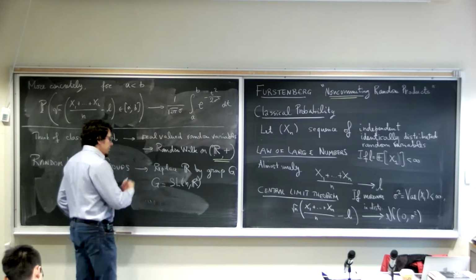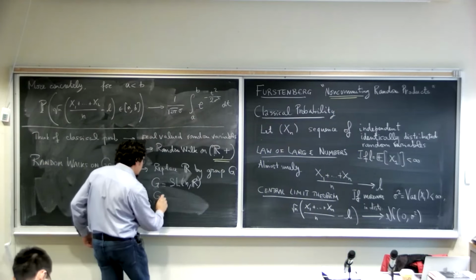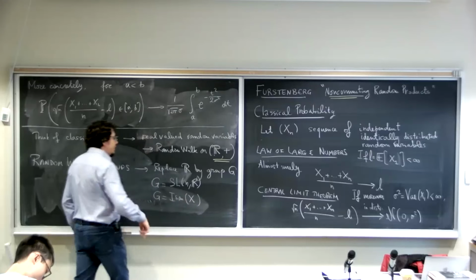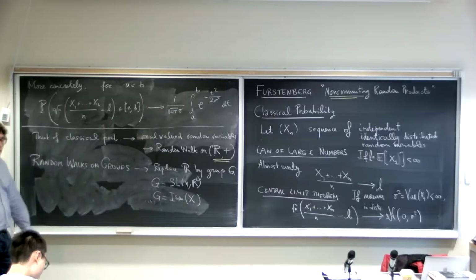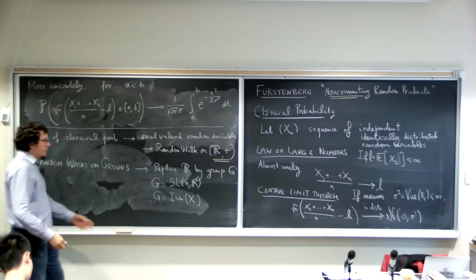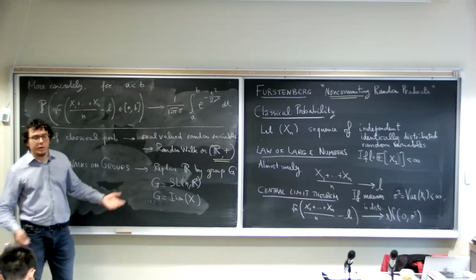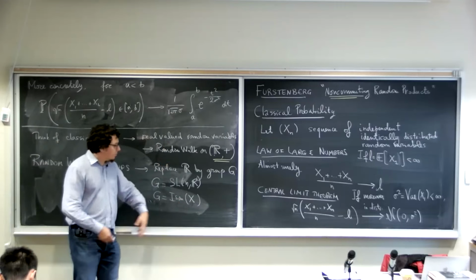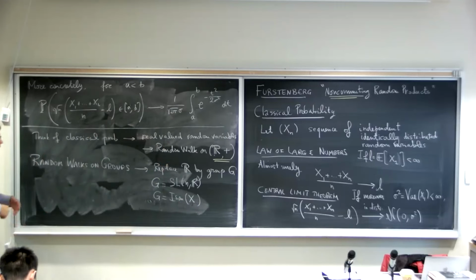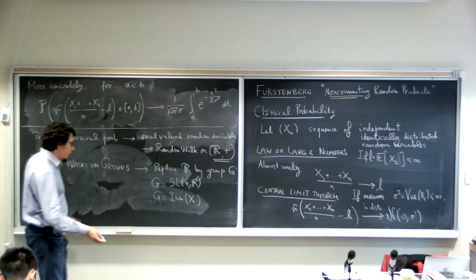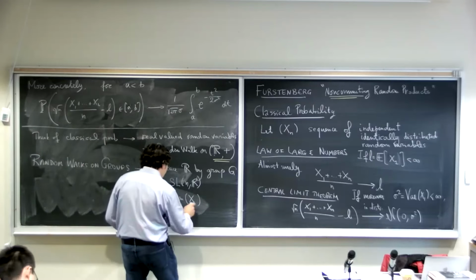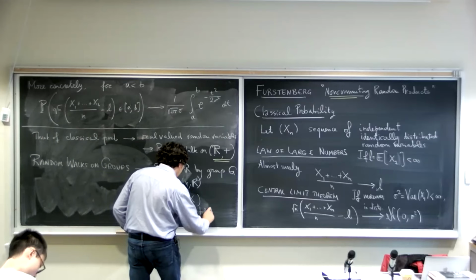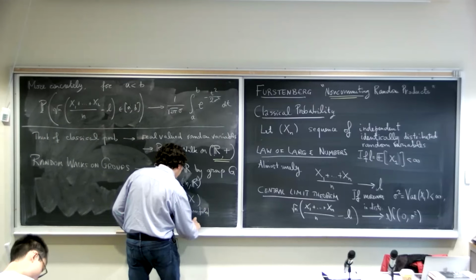And eventually we will see more complicated groups. For instance, G would be the group of isometries of a certain manifold X. X, for instance, could be the hyperbolic plane or hyperbolic space, or some manifold of negative curvature, or it could be even more complicated, a graph or something. So X could be a manifold. X could be a graph.